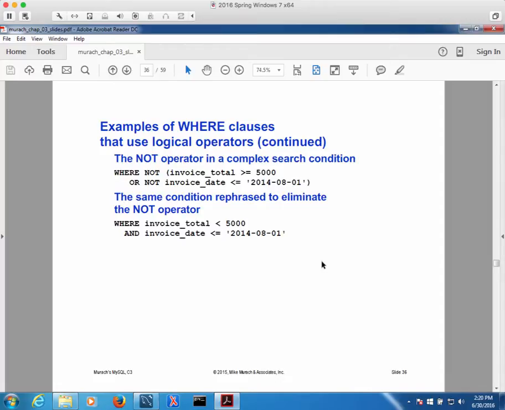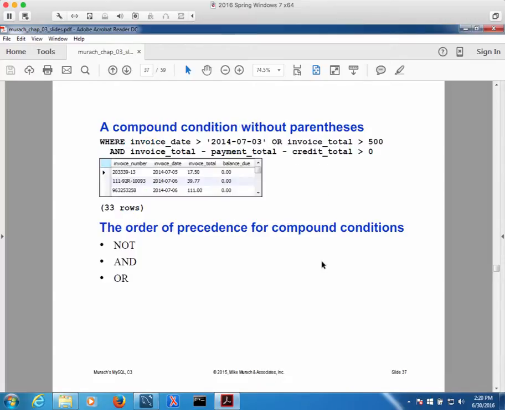and not B. So I don't think we have a slide for De Morgan's law here, but this is an example of having used De Morgan's law to simplify the first query into the second.